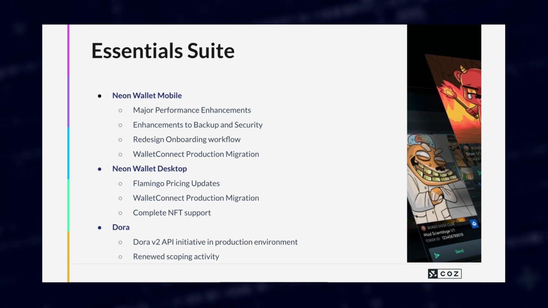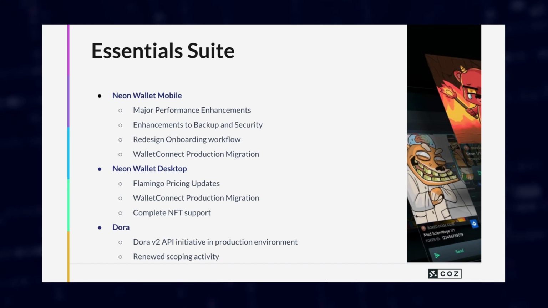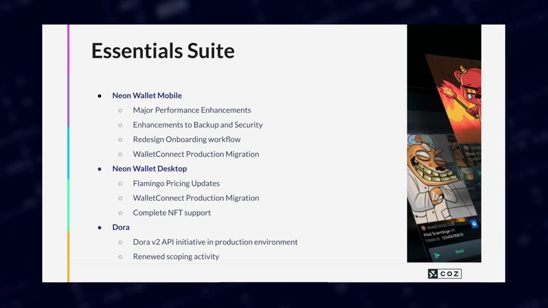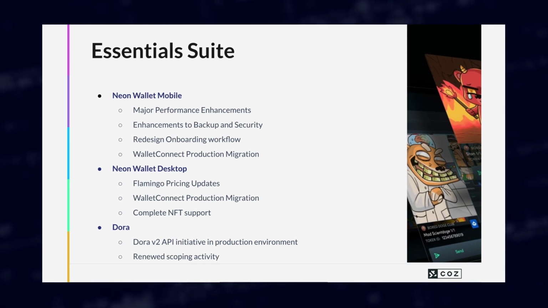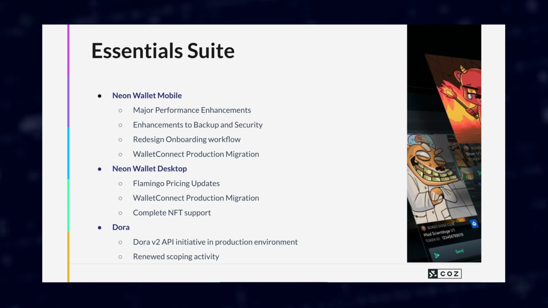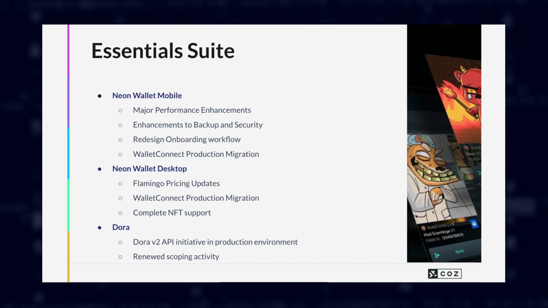For Neon Wallet Desktop, we've updated the pricing solution based on a bunch of feedback within our ecosystem. So now we use the Flamingo pricing API. We've also, as with the mobile wallet, added the WalletConnect 2 production environment. And adding on to that, we've worked with a number of the dApps in the ecosystem to also migrate.